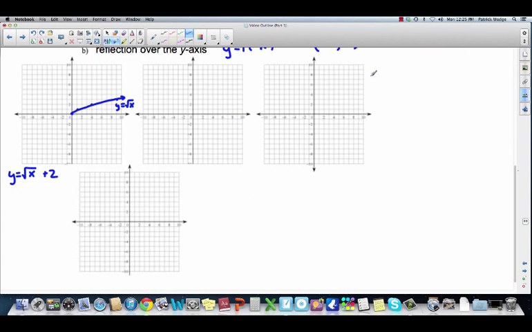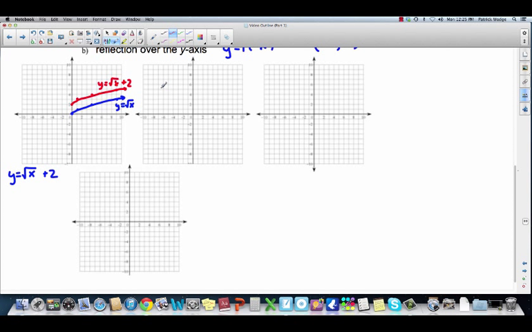So it's a vertical translation. It's going to move it 2 upwards. So all you have to do is take each of these points and move them up 2. 1, 2, 1, 2, 1, 2, 1, 2. This is the graph of y equals root x plus 2.